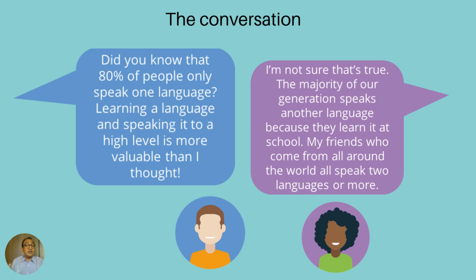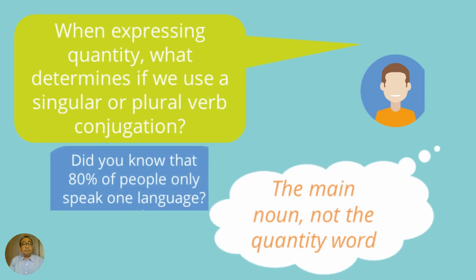So this is like the conversations. But what my concern here is not the idea of the conversations. What concerns me here is the structure of the sentence. Because, did you know that 80% of people, after that is, learning language and speaking it to a high level is, and after that the majority of our generation speaks another language, and my friends who come from all around the world all speak two languages or more. That's our concern here, about the use of the subject, 80% of people. What is the analysis? Look at this now.